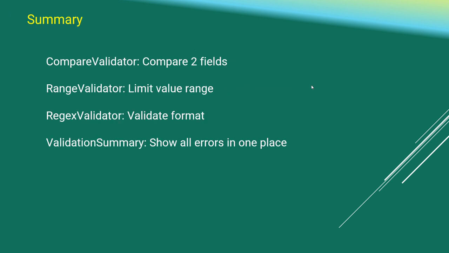To summarize, compare validator checks for matching fields, range validator ensures values are within a range, regex validator checks input format, and validation summary neatly displays all errors together.